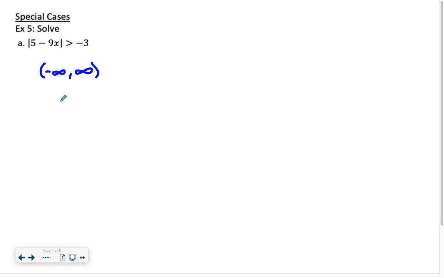So our second special case then says the absolute value of some function is less than or equal to a negative number. That is never true. We cannot have an absolute value that is less than a negative number because an absolute value will always be either zero or positive. So this has no solutions.